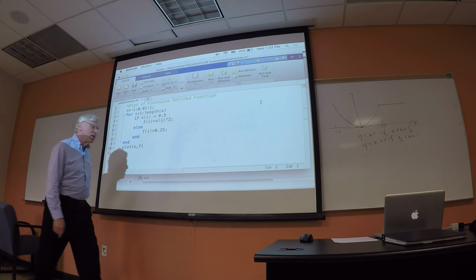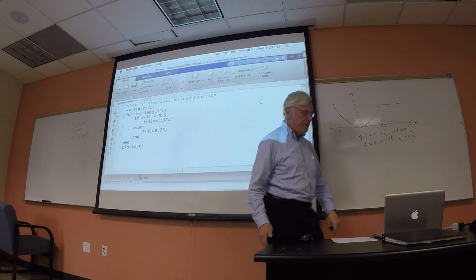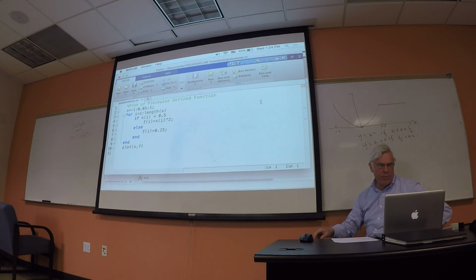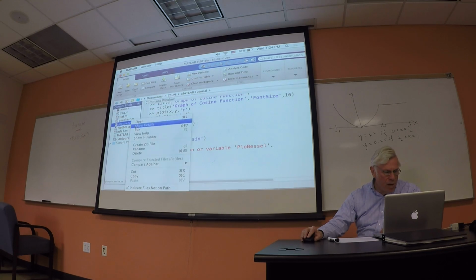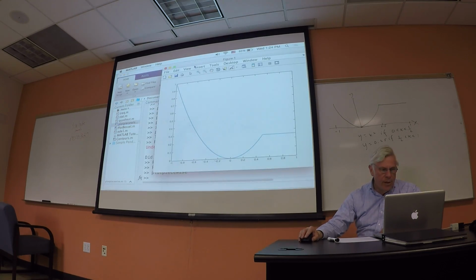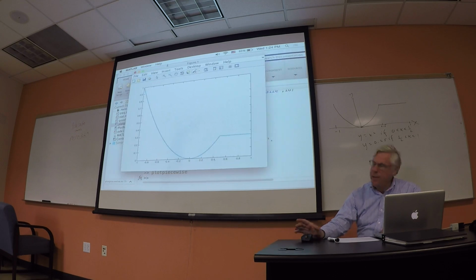Okay, so hopefully we should get that graph now when we execute this script. And again, this is a script, it's not a function, so we run it the same way we did with the plot Bessel. Either put in the name of the thing, or just do run on the guy. Plot piecewise, okay, there it is. It's exactly what I wanted.